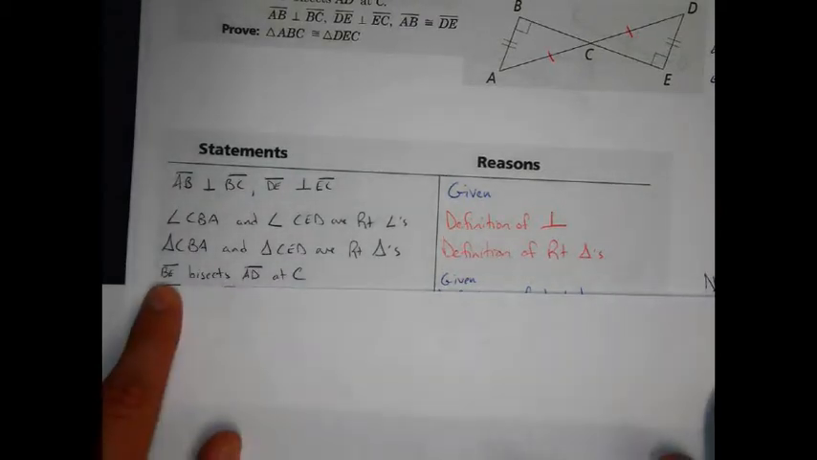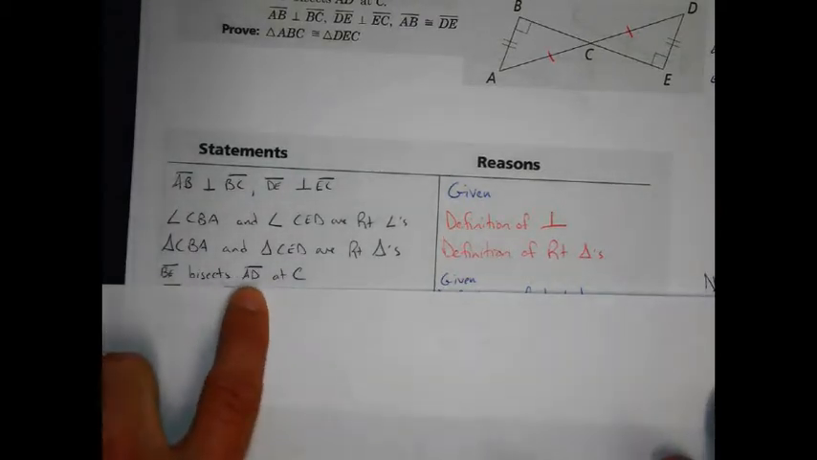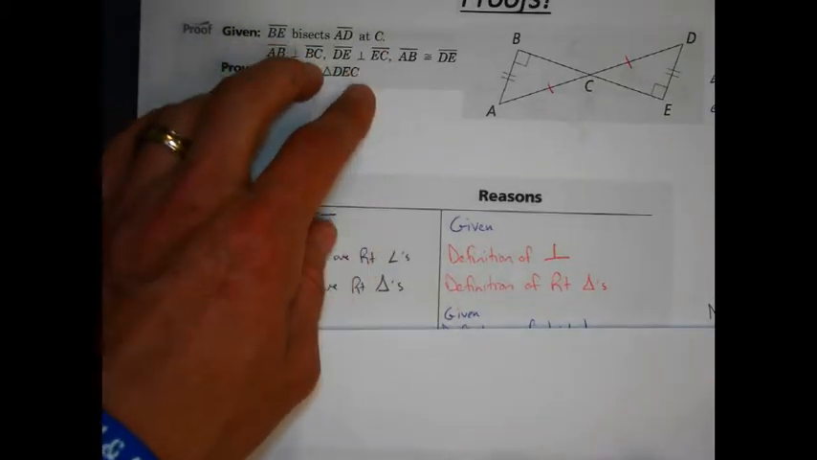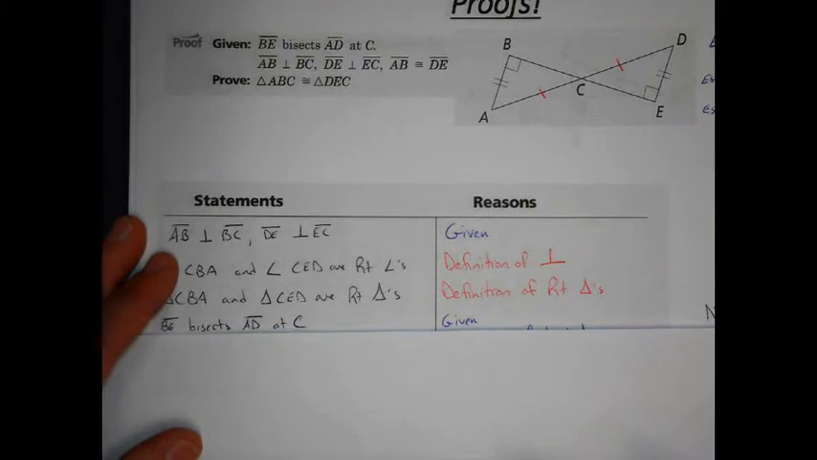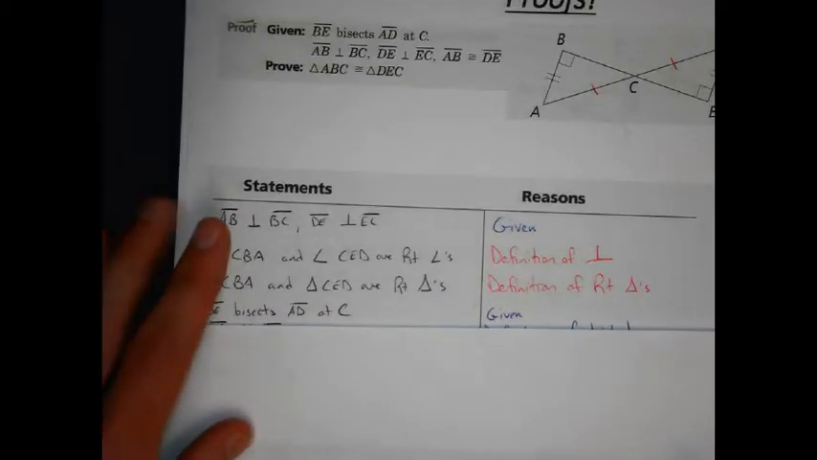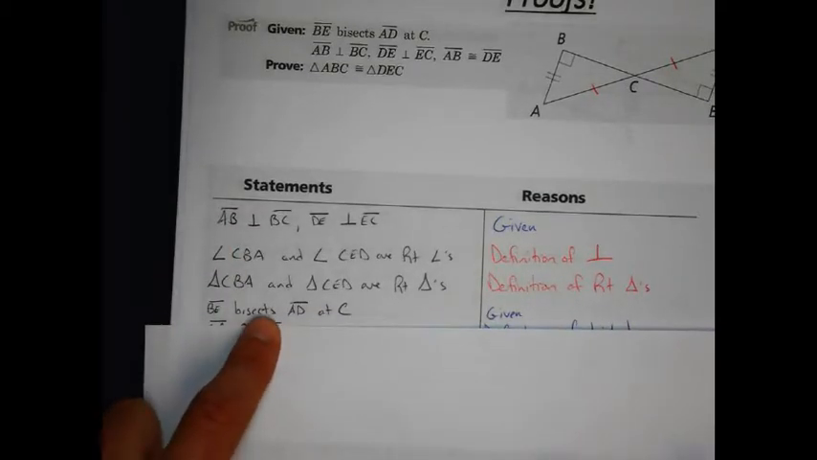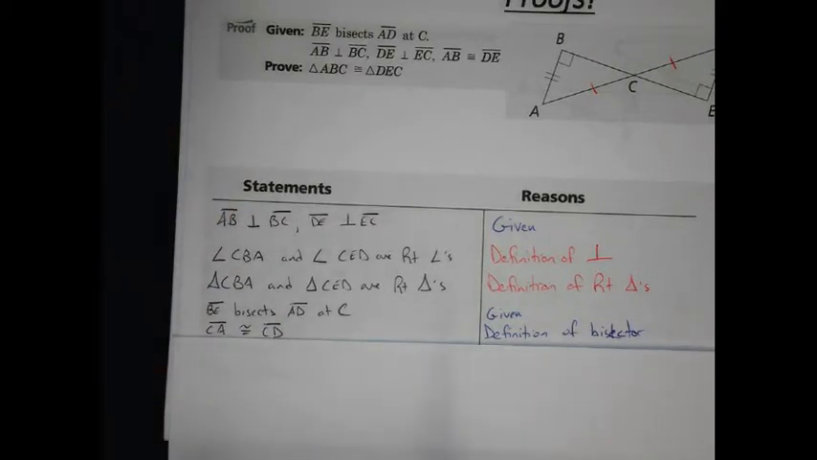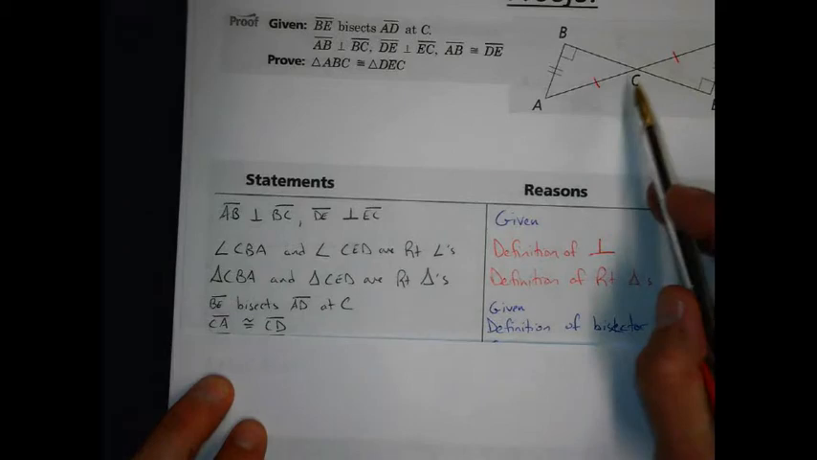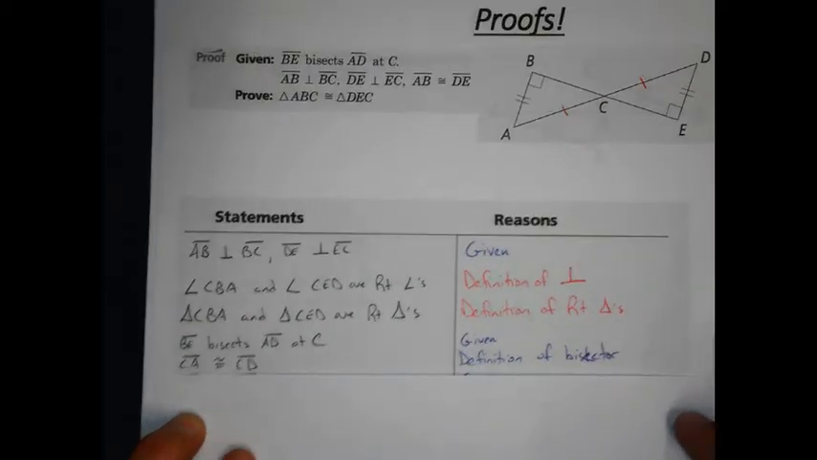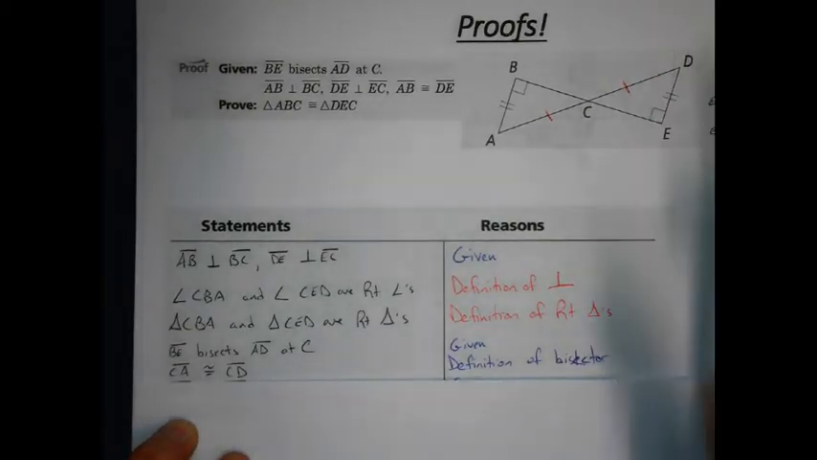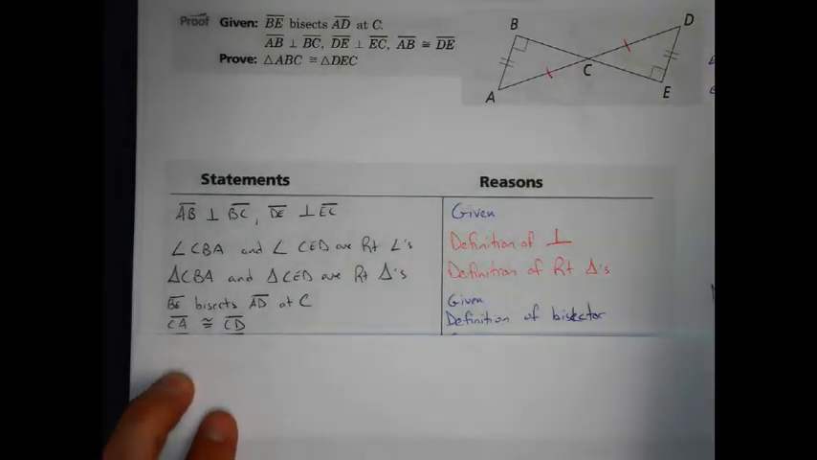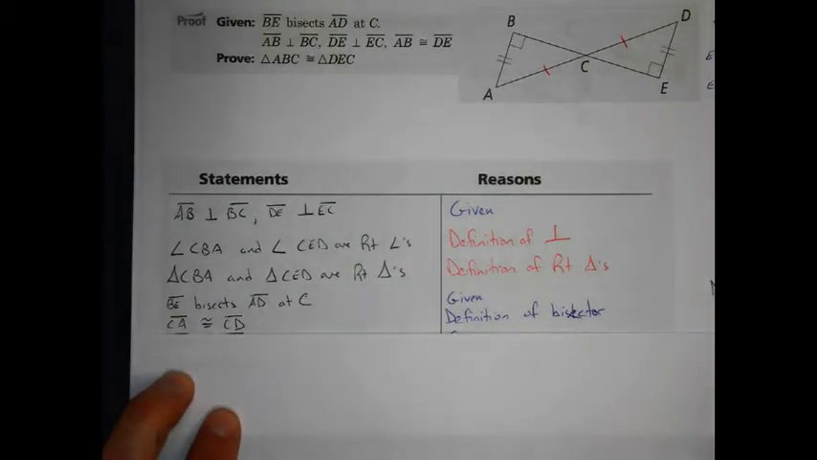BE bisects AD at C. That was the given thing, right? Remember what was given? We can't say CA and CD are congruent. That's not given. We have to use that note for bisects. So now we can say that CA and CD are congruent, because that is the definition of bisector. We have to use that argument as well. That's a tricky argument.